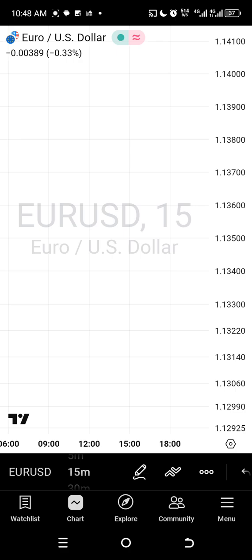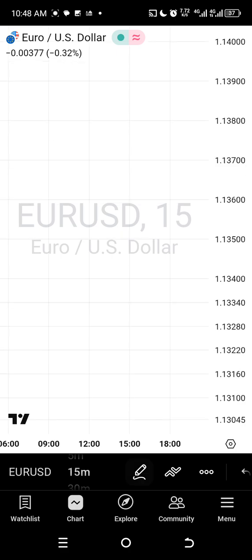I'm going to be making a video on market structure, to guide each and everyone on how to identify market structure and how you can use market structure to trade. You might use market structure for scalping, maybe for day trading, or for swing trading, or you might use market structure for position trading.